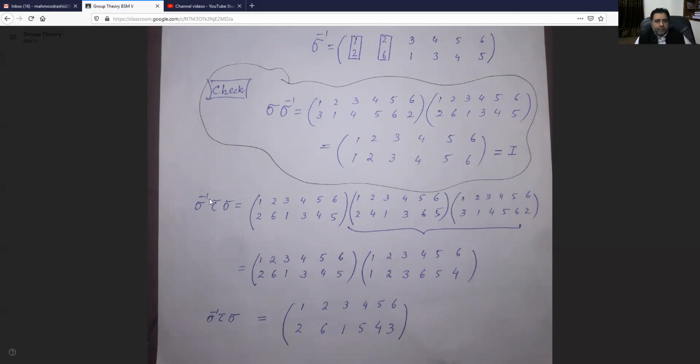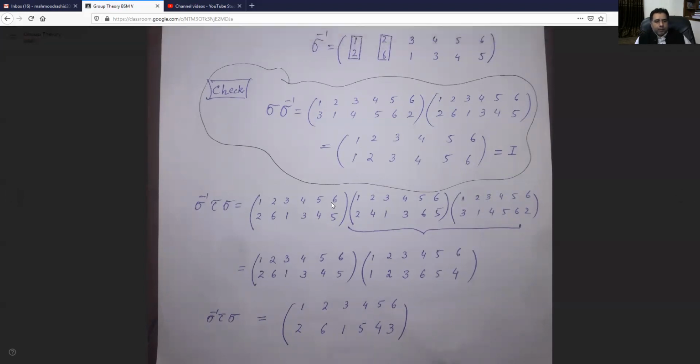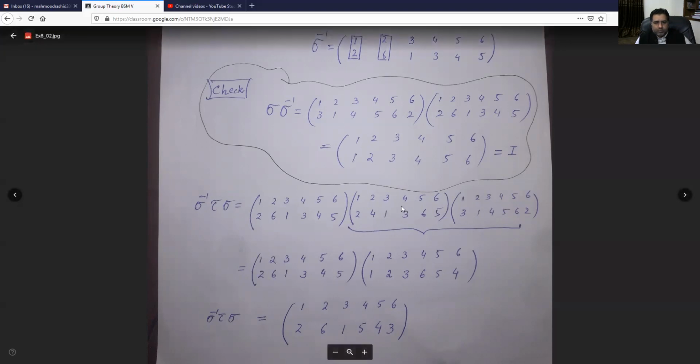So it doesn't matter whether you multiply these two first and the result is composed with this, or you multiply these two first and then the result is composed with the left one; you'll get the same result. Okay, what we are going to do, this sigma inverse we leave as it is, and we see the output of the composition of these two.